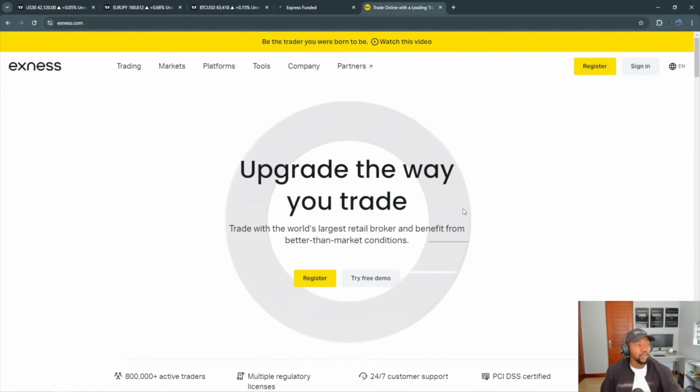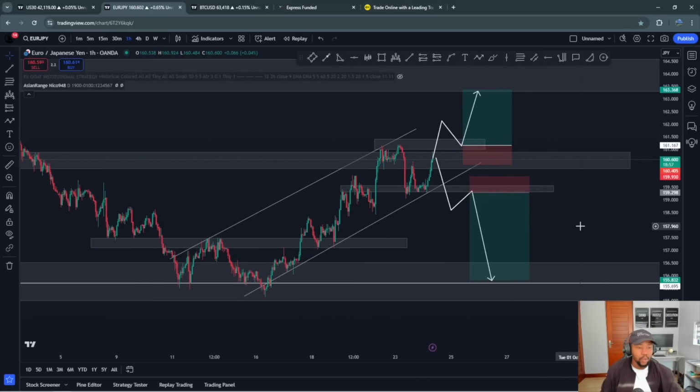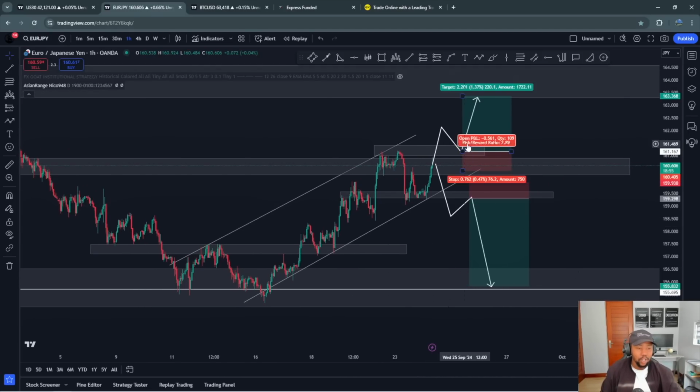So now back to the drawing board, guys. This is my EURJPY, guys. This is my prediction. Cross above it's a buy, cross below is a sell.